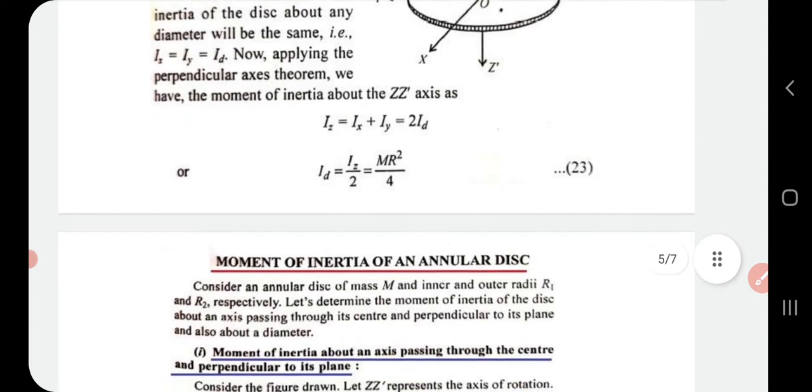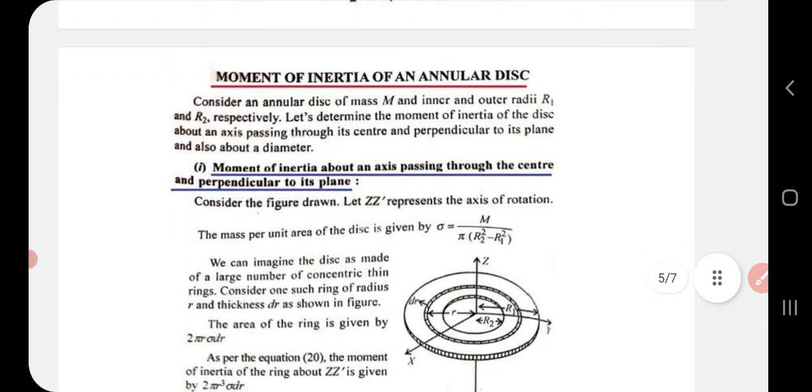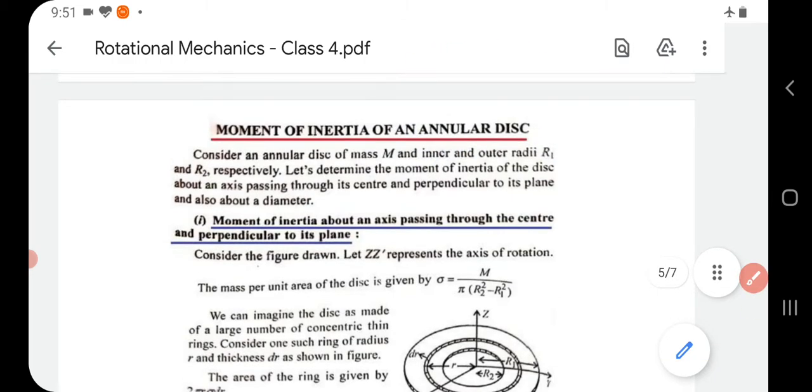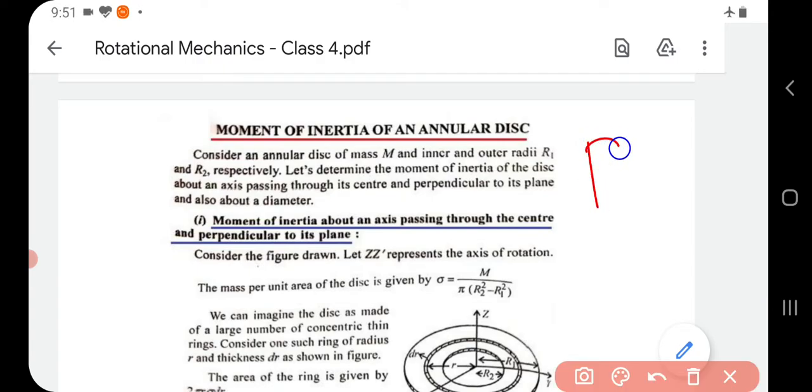Okay. Now next case we are going to take an annular disk. So consider an annular disk of mass m, with inner radius r1 and outer radius r2.